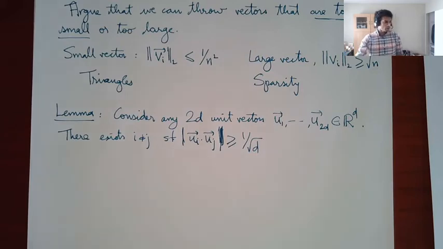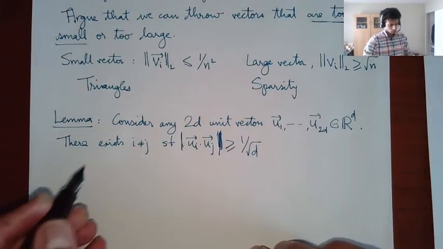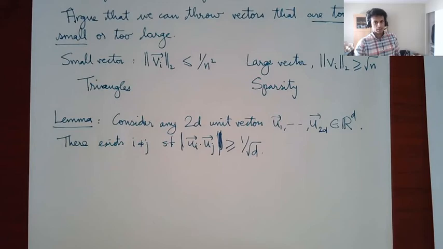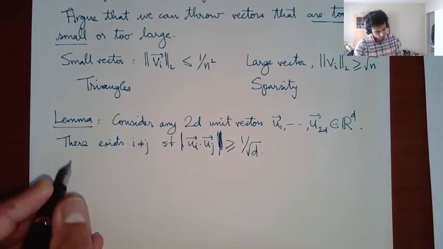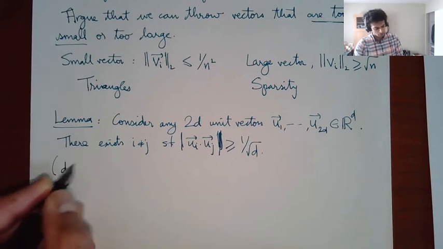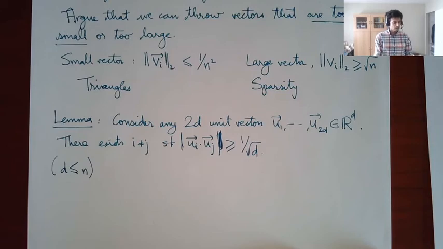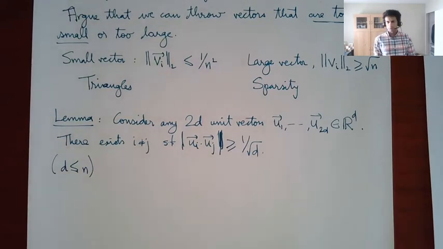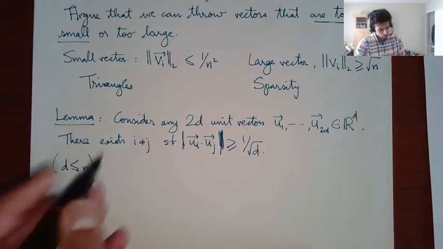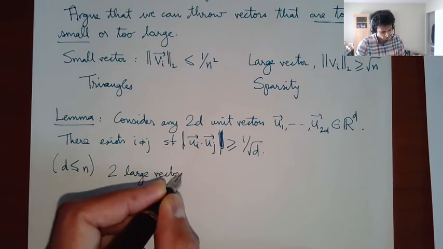Okay, so now let's look at the long vectors, right? We can assume that the overall dimension is less than n, and I think one could probably even replace this with an n to the 1/4, and it would still work. So consider 2 large vectors.